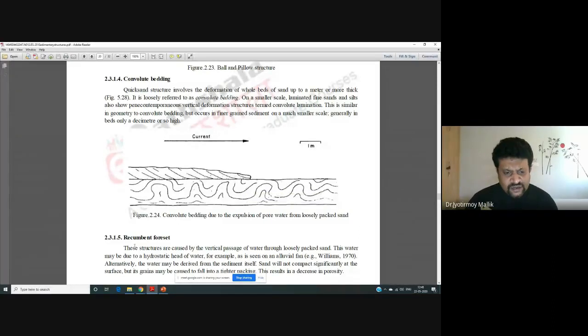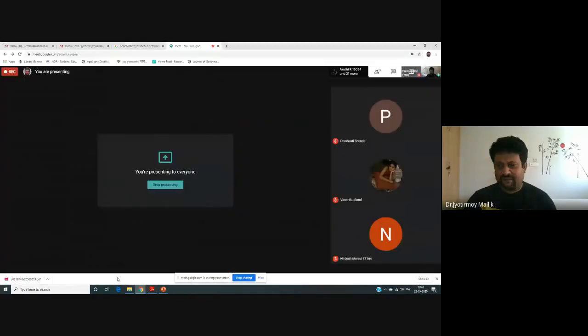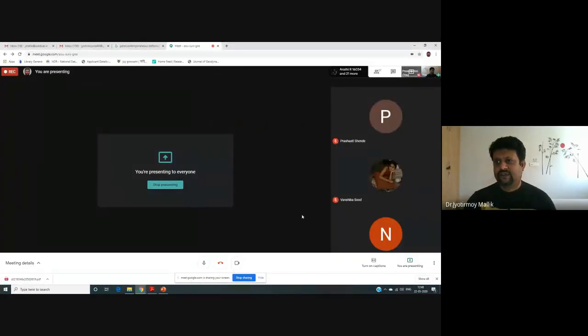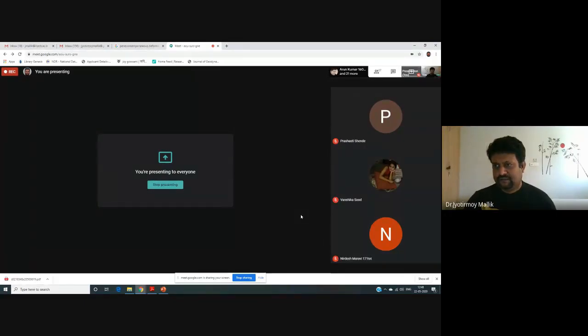Can you tell me, both the groups, have you seen this in your field? Third year, 1% from third year, 1% from fourth year. Tell me if you have seen convolute laminations in your field. Yes or no?